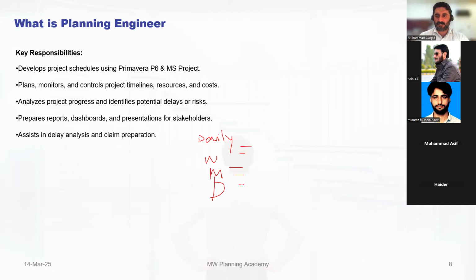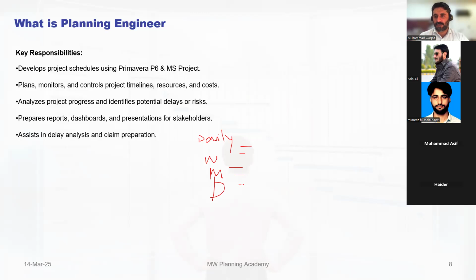We also make presentations in PowerPoint. This is like you can say 50% of the job of the planner, to make presentations. Because we are not only planners, we also report things. So we are also reporters for reporting managers or reporting engineers of a certain project. And then the last part, delay analysis and claim preparation, we also assist in that. Mainly, we prepare the time claim, and the cost claim is prepared by the contracts team.